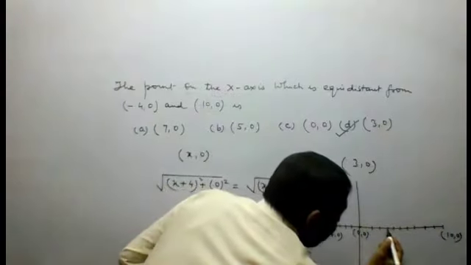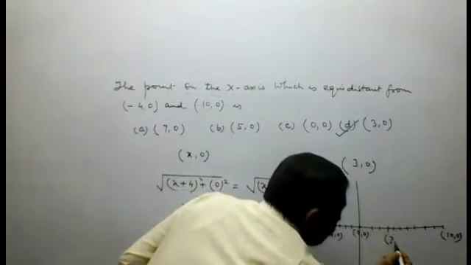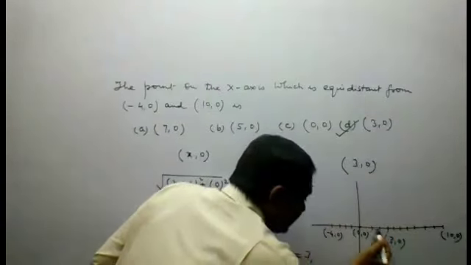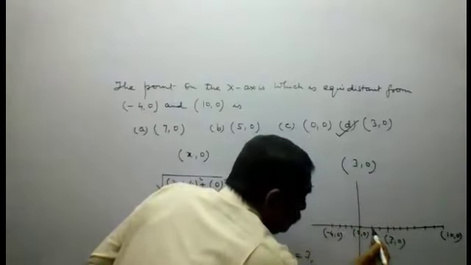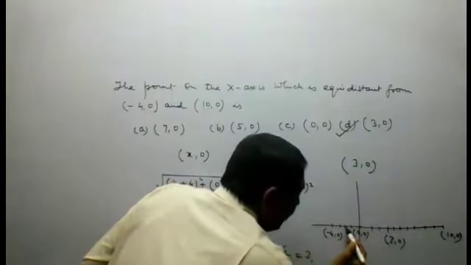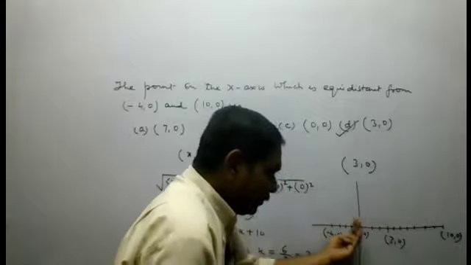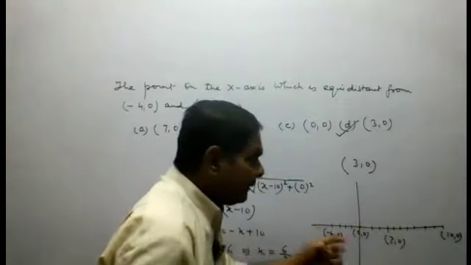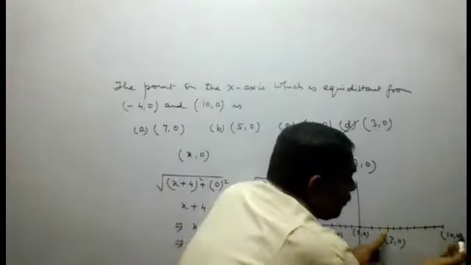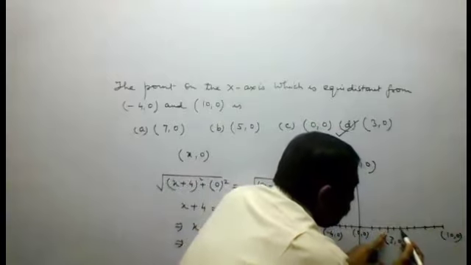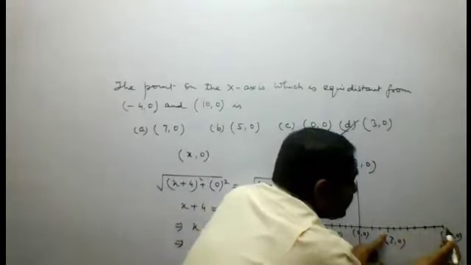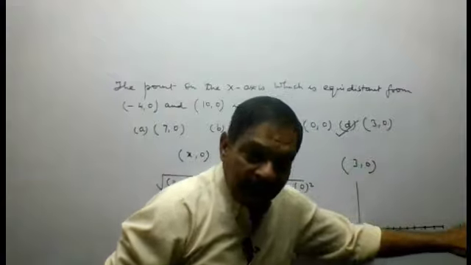Now if I take this 3, 0 which is here, its distance from this point is 1, 2, 3, 4, 5, 6, 7 units, 7 units on this left hand side, and its distance from this point is 1, 2, 3, 4, 5, 6, 7, 7 units on the right hand side.